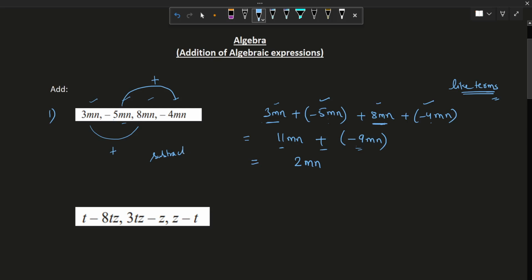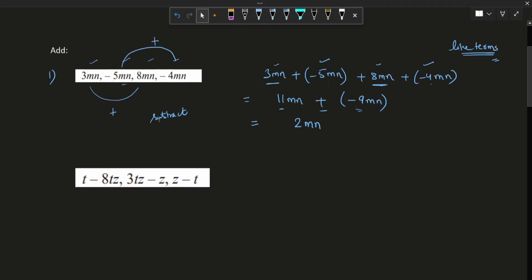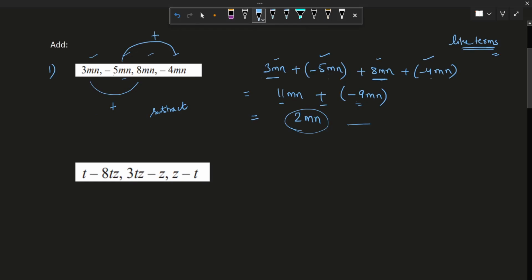Now, the expression that you got here is called a monomial, because it has only one term. And here the numerical coefficient is 2 only. The degree of this is 1 plus 1, 2. I hope you know that we calculate degree by adding the powers of the variables that we have. Now let's move to the second question.